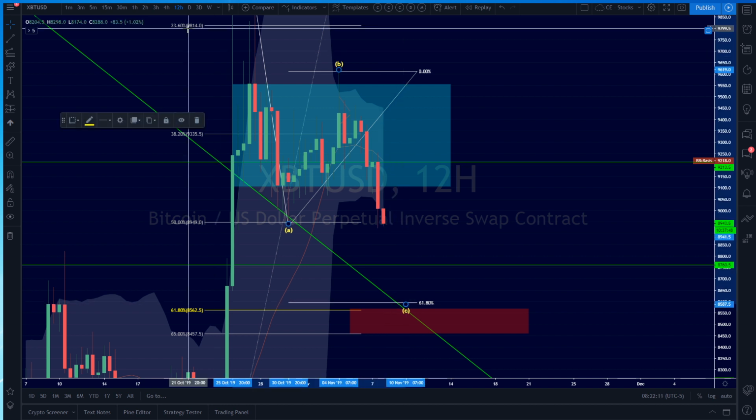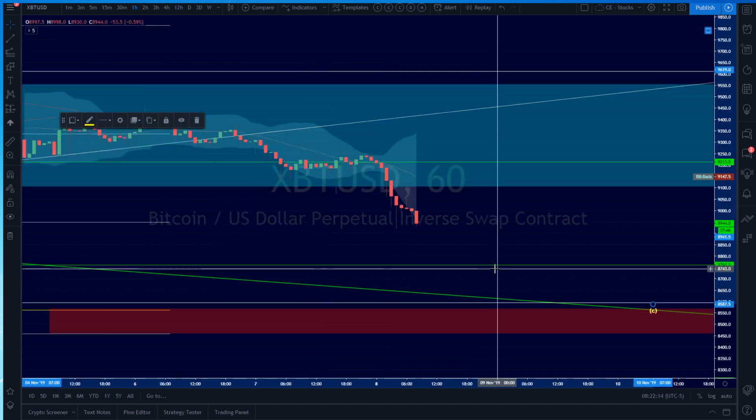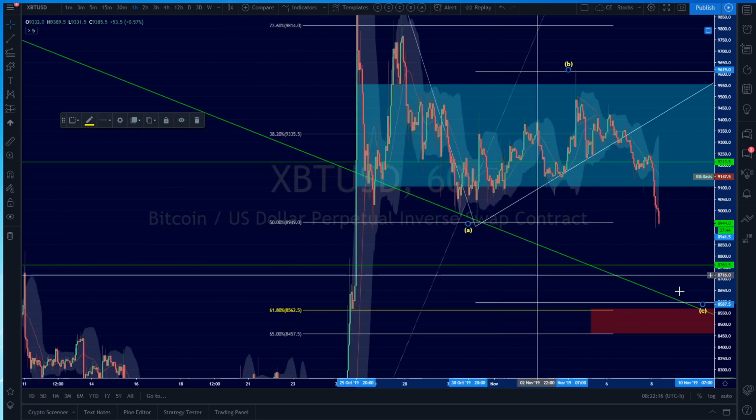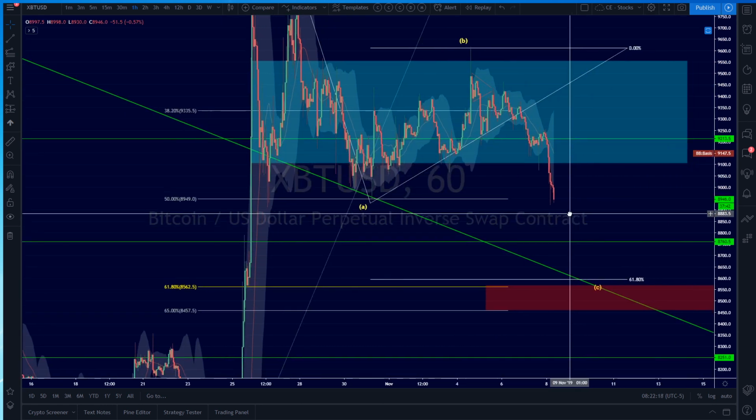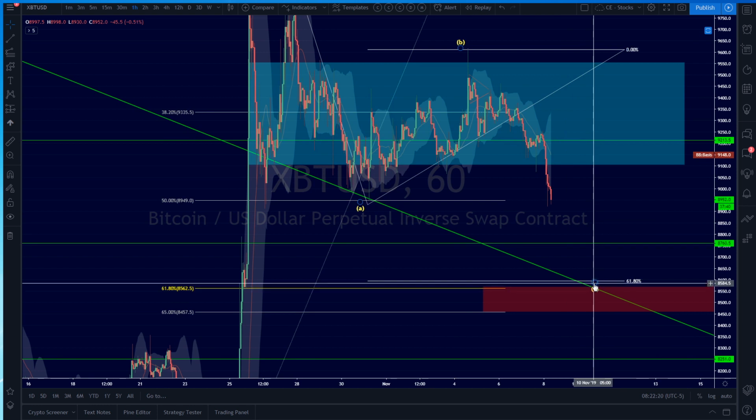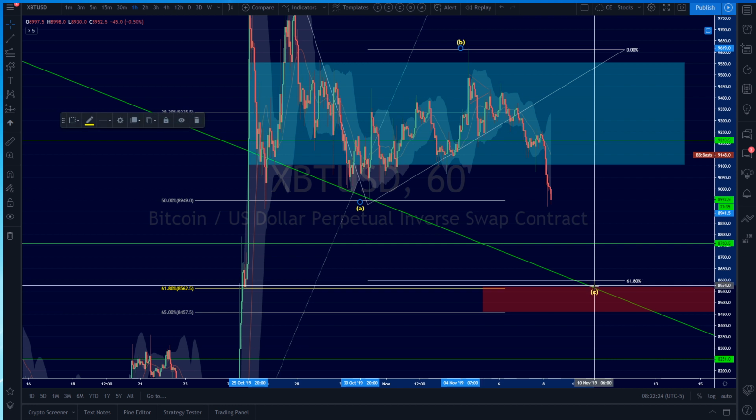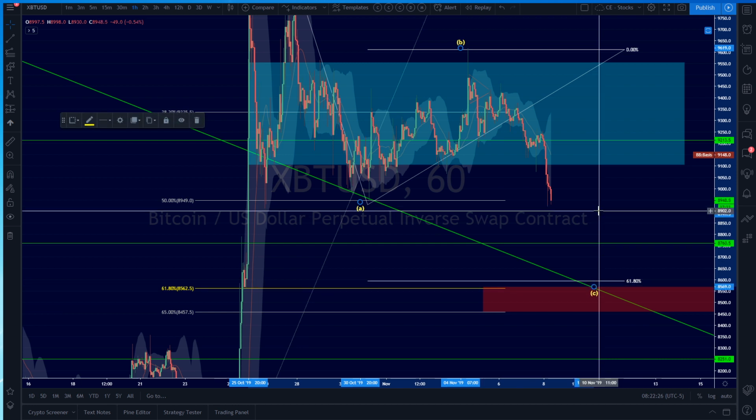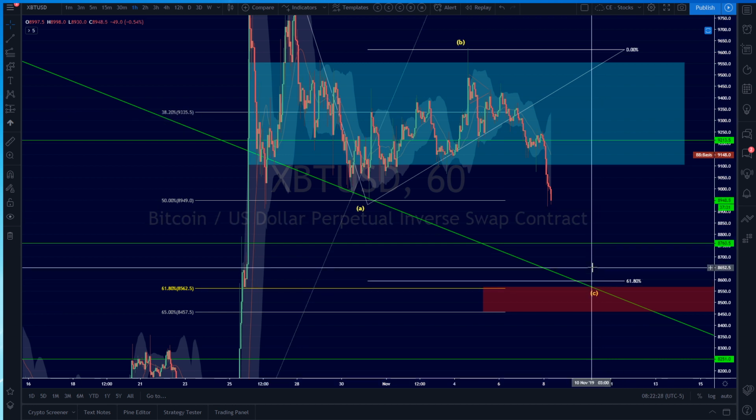I'm going to move this out. I'm actually going to go back to the hourly and just get this in alignment with this upper trend line, just in case this does happen to play out. We're looking at November 10th, so we're looking at about 2 days from now, which is quite interesting because that would be Sunday. Sunday about 5 o'clock in the morning, UTC -5.